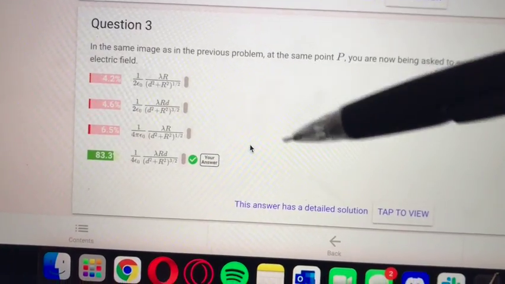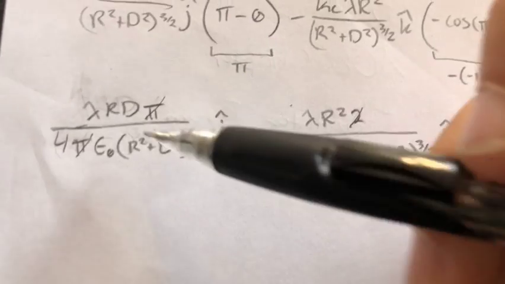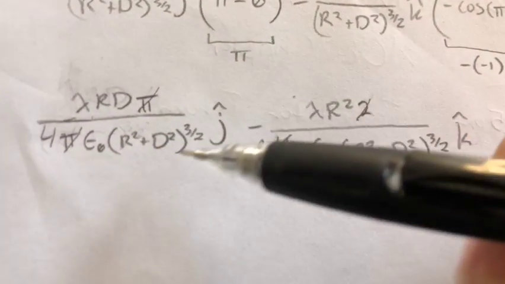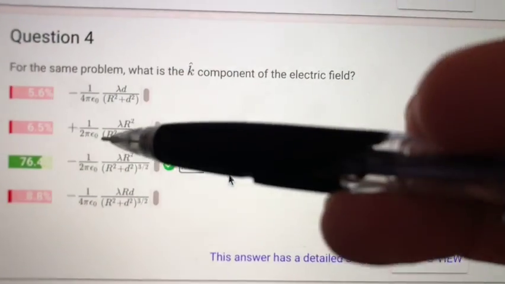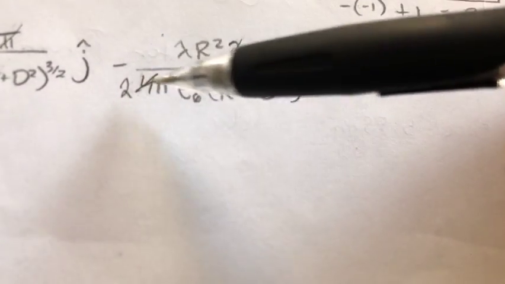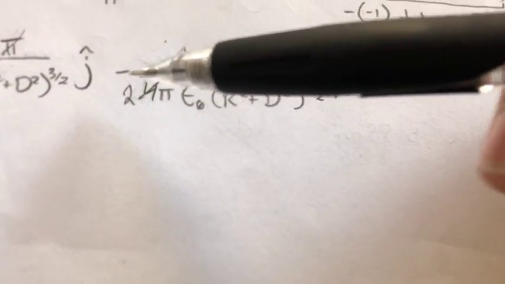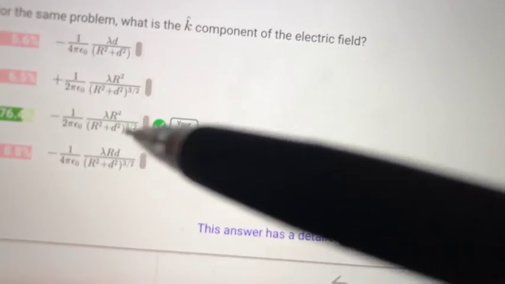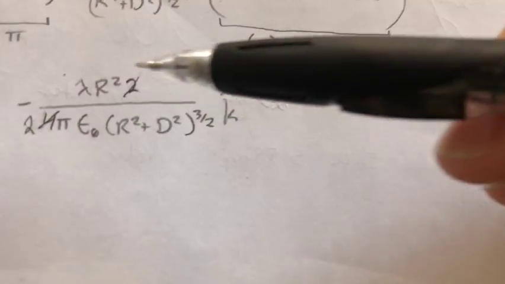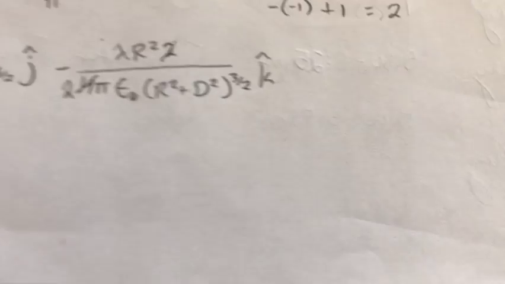Lambda R D over that whole mess. And remember, their lowercase d is the same as my uppercase D; I just changed it. So that's our lambda R D over that whole mess, our J hat component. And then for our K hat, we get the 1 over 2 pi E naught, which is what we just canceled to, and that's negative, because we're looking in the negative K direction, times lambda R squared and that whole mess, in the K hat direction.